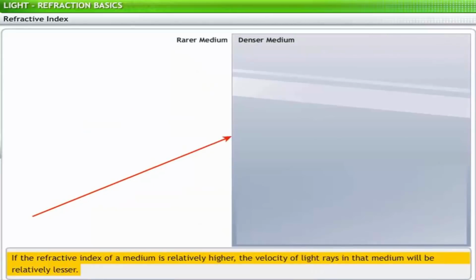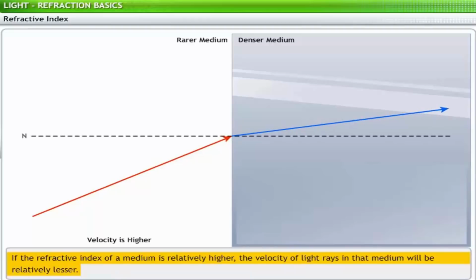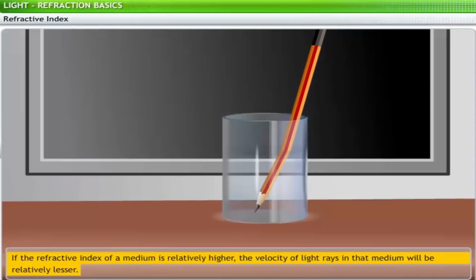If the refractive index of a medium is relatively higher, the velocity of light rays in that medium will be relatively lesser. For example, recall the bending of the pencil in water. As the refractive index of water is more than that of air, light travels at a lesser speed through water as compared to air. Thus, the pencil appears bent.